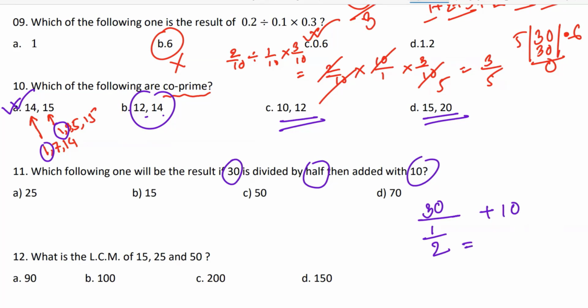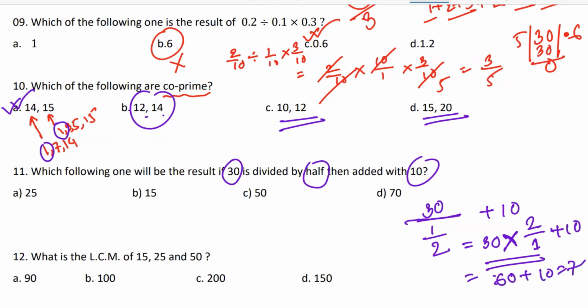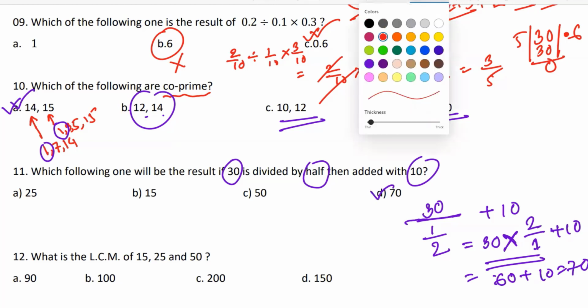So now do the calculation. 30 divided by a fraction: divide converts into multiply, and the fraction will be inverted. The numerator will be the denominator, the denominator will be the numerator, then plus 10. So first step, do the multiplication. 30 times 2 is 60, then plus 10. This is 70. So answer D is correct. Now let's see the next question.